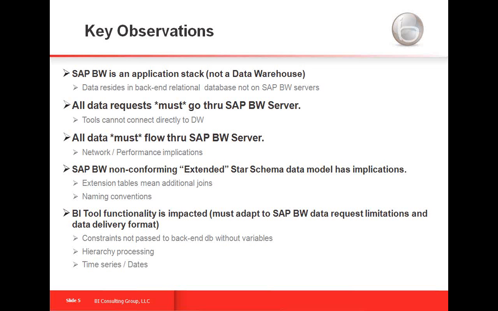Fourth, the SAP BW non-conforming extended star schema data model also has implications. What I mean by that is that SAP BW has a proprietary model that involves something called extension tables. These tables are just additional tables that are created on the fly and allow the SAP BW developers to create objects on the fly. In order to do this, these additional tables are created on the fly, and you'll have a lot of tables out there depending upon what the developer is creating.